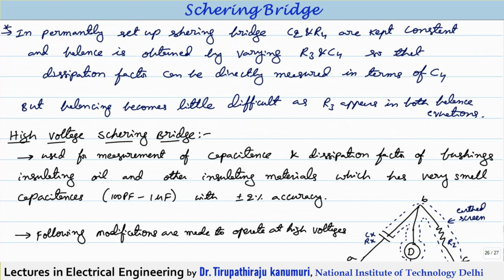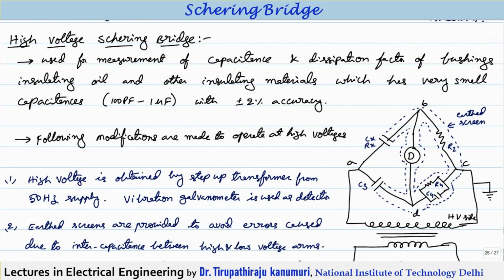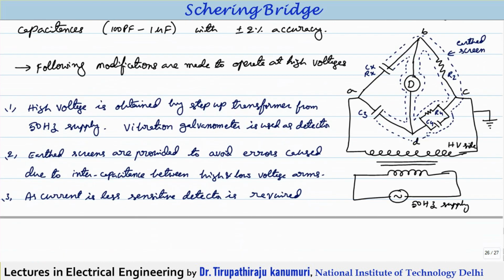Now coming to the high voltage Schering bridges, where they are used. These are used for measurement of capacitance and dissipation factors for bushings, insulating oils and other insulating materials which have very small capacitances of the order of picofarads, and we can measure with an accuracy of plus or minus 2%. That is the advantage of the high voltage Schering bridge. So in this case we use the high voltage. How to get this high voltage? That high voltage is obtained by using a step up transformer, because your supply frequency is 50 Hz. Here the frequency will be 50 Hz only, and the voltage is stepped up to high voltages using the step up transformer. So this high voltage is given to the circuit.